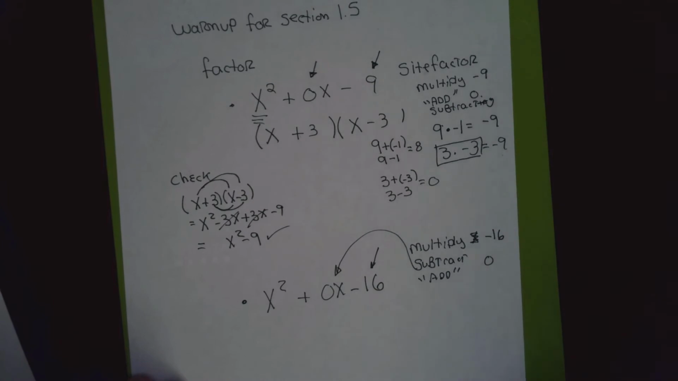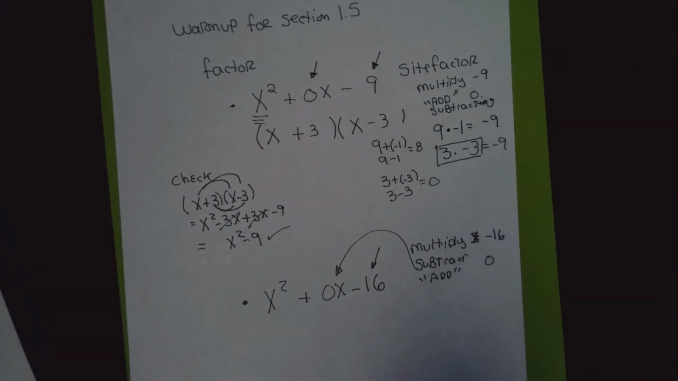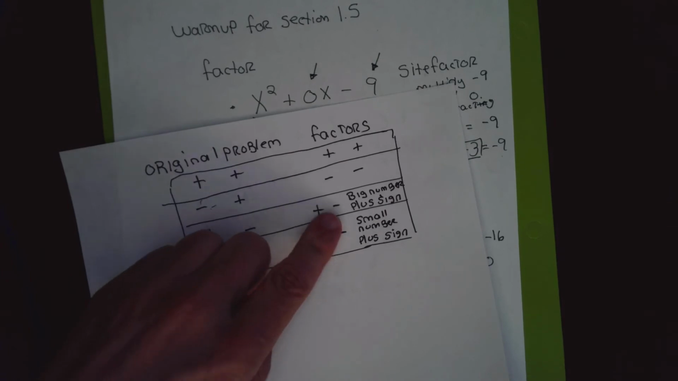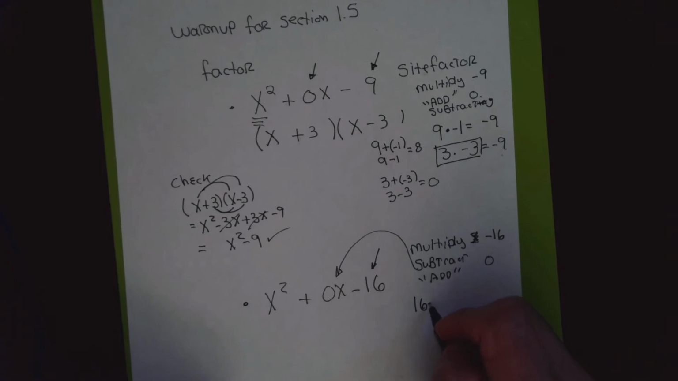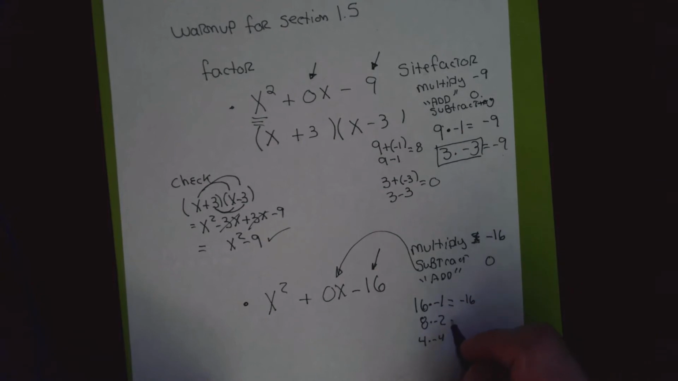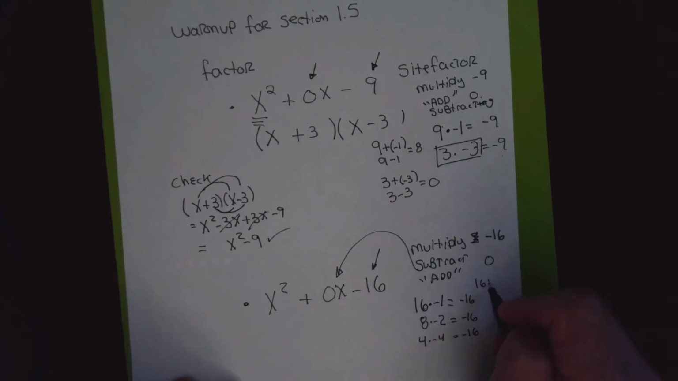The factors of 16, negative 16 that I'm going to hunt around for have to be the pair where the big number is plus, the small number is minus. And my choices would be 16 and negative 1, 8 and negative 2, 4 and negative 4, because each one of those has big number plus, small number minus, and if you multiply those, you're going to get negative 16. If I add these, if I do 16 plus negative 1, which is the same as 16 minus 1, plus a negative is the same as a minus, that would give me 15.